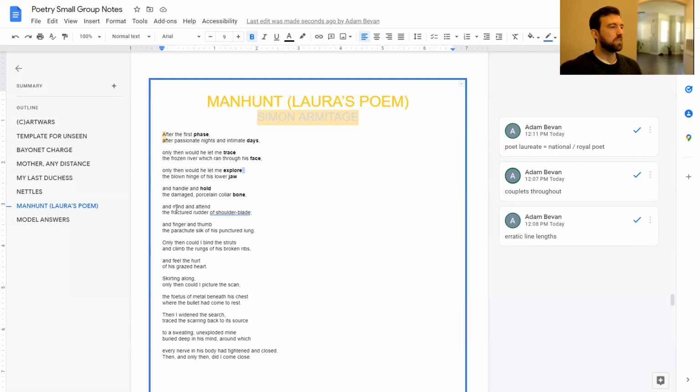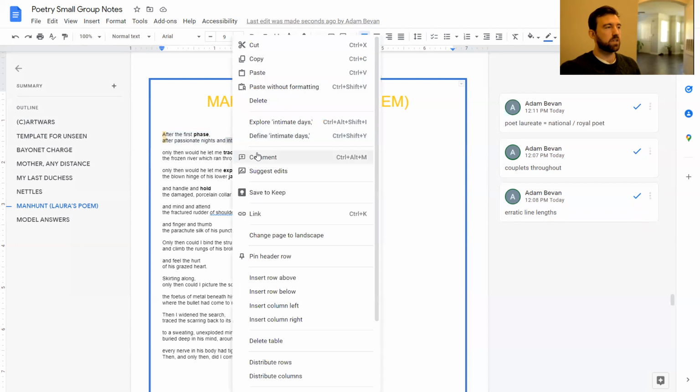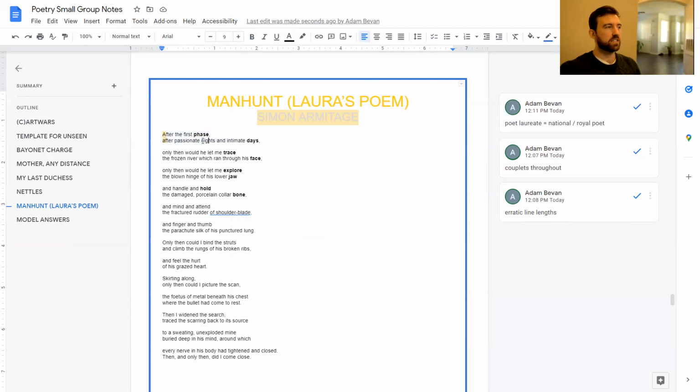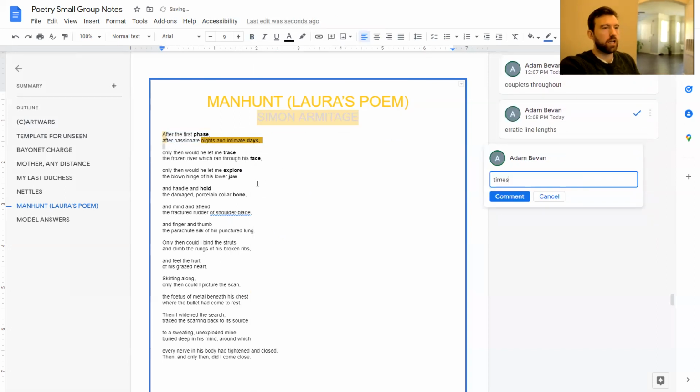Anyway, so what themes and motifs do we see in here? What ideas are repeated? Well, the poem is talking about a soldier returning from war, right? So we get that pretty much straight away after the first phase, after passionate nights and intimate days. So we've got this idea of time that is established through nights and days. So that's one of the repeated ideas. Time is established as an idea, a repeated idea.